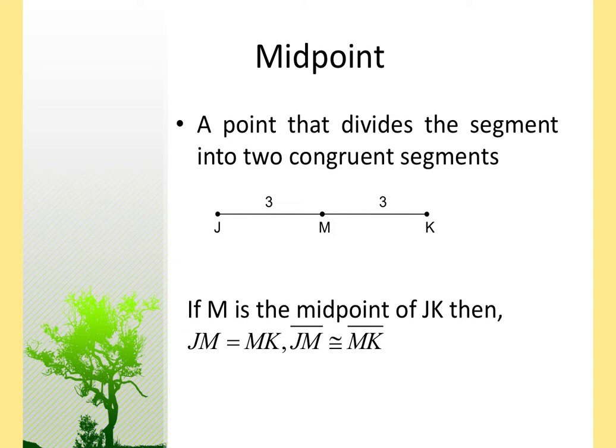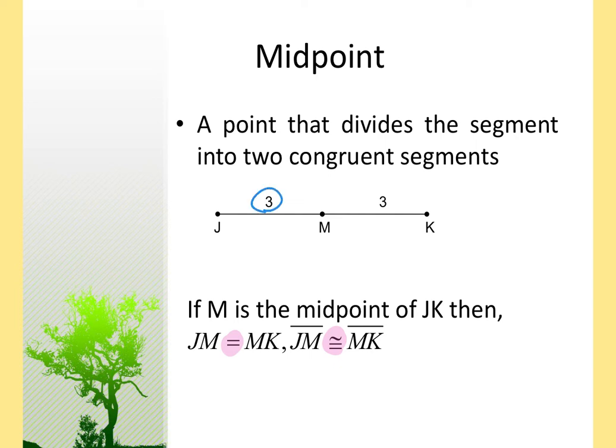So the difference between this symbol, obviously we know this one, this is equals. This symbol is our congruent symbol. And you can write it either way. No, it doesn't matter where M is. So let's say it's 1 on one side, but the other side equals 5. Then it's not the midpoint. So it has to be the middle, and it will show it in different ways.